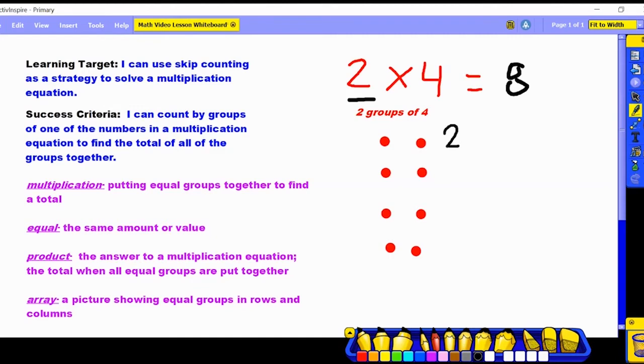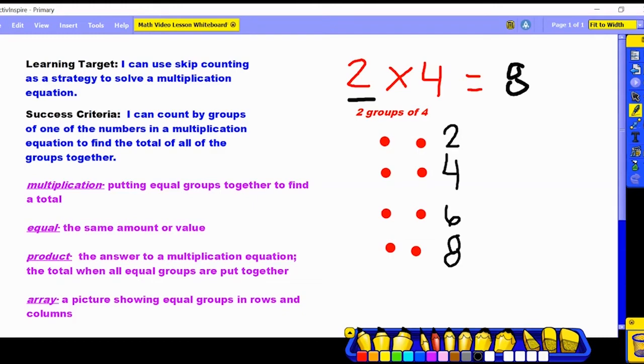So in the first row of my array, I just see 2 dots. If I were to cover up all the rest of the dots, I would only have 2. And then when I add on that next row, I now have 4 dots altogether in my array. If I add the next 2, I now see that there are 6 in my array. And the last count I do is adding on those last 2 in the array, and we have a total of 8.